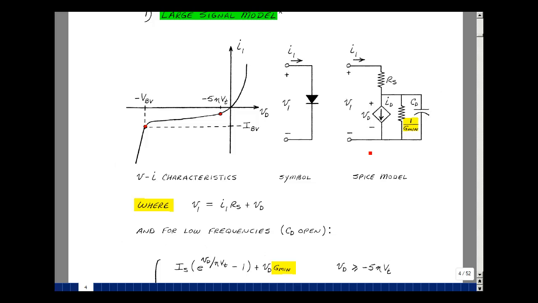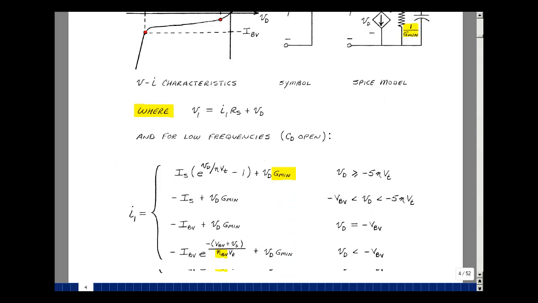Going around the loop here, the rise in voltage is V1. The drop is I1 times R sub S plus the voltage across the diode, and that's what's being plotted over here. For low frequencies, the capacitor is an open circuit. This current I1 is equal to the current of the controlled source plus the current in the resistor 1 over G min. In that first quadrant, we have the Shockley equation. We also have the current that's in that resistor, which would be the voltage times the conductance.